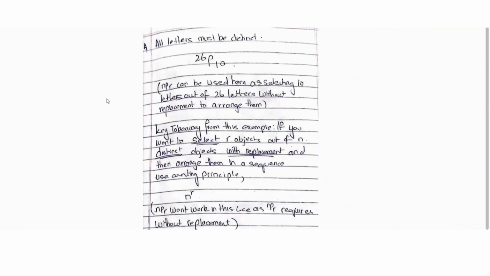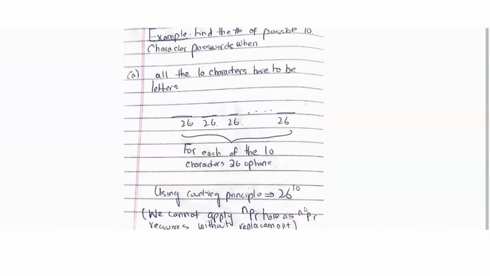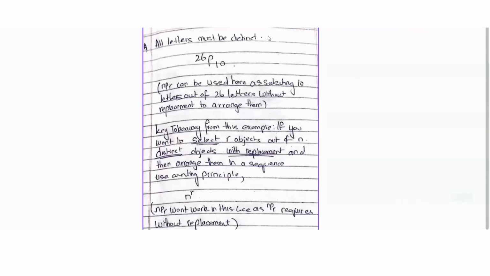But if the question was that you need to form a 10 character password such that all letters must be distinct, then here you can use nPr, 26P10, because in this case you can think about it as selecting 10 letters out of 26 letters without replacement and arranging them. Earlier you could not use it because it was like selecting 10 letters out of 26 letters with replacement. But here, when we specify that the letters must be distinct, you're selecting 10 letters out of 26 without replacement to arrange them, because once you use one letter, you're not replacing it and you cannot reuse the same letter.